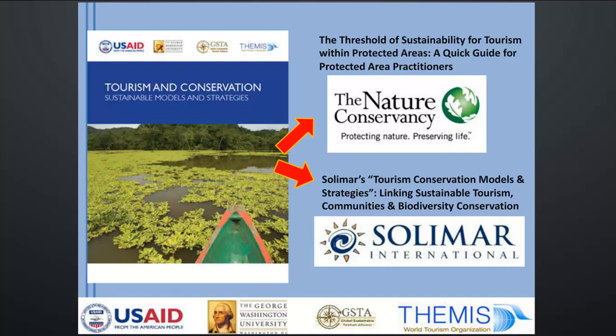But with that said, all of the principles upon which these conservation models and strategies are based apply equally to terrestrial ecosystems and other regions of the world. So it's just important to mention that's why there tends to be a little bit of a focus on not only coastal marine areas but also on sea turtle tourism.